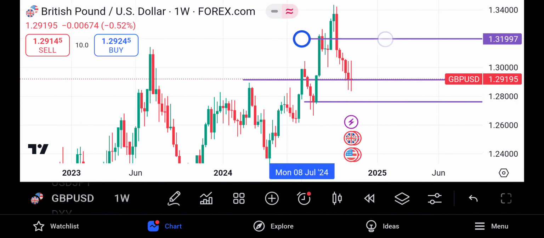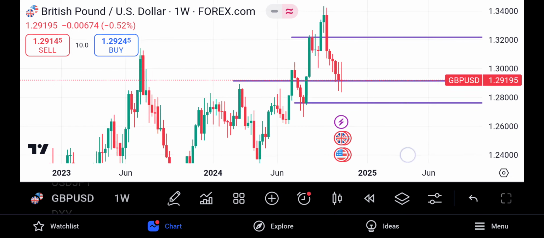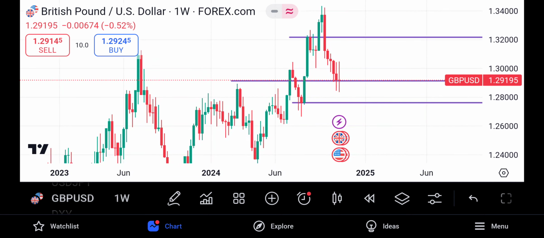There is a level right over here. Take it level by level. Yep, there is a level right over there. So we work with these three levels.